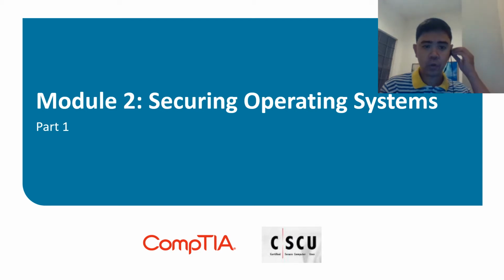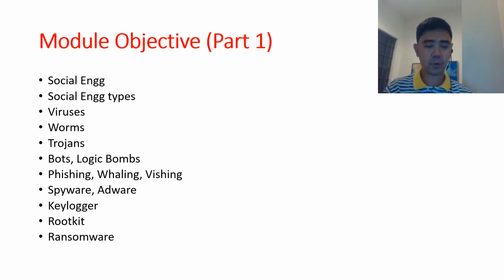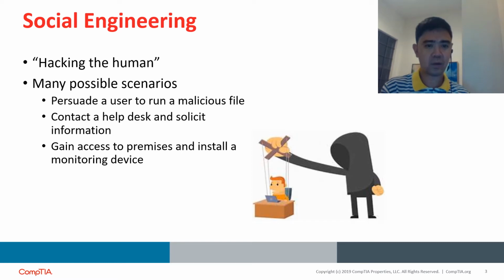So as for module 2, which is entitled Securing Operating System, as for the first part of this module, we are to look into different types of attacks: social engineering, viruses, worms, trojans, bots, logic bombs, phishing, whaling, spyware, keylogger, rootkit, and ransomware. Let's start with social engineering.